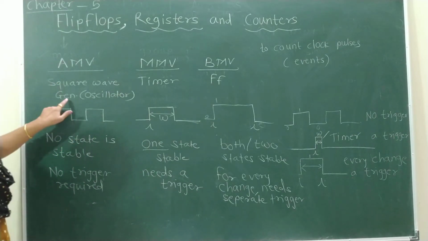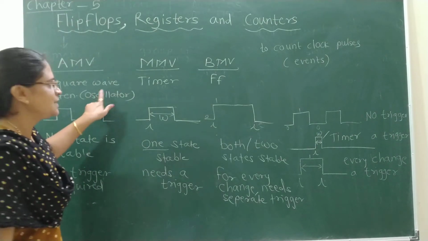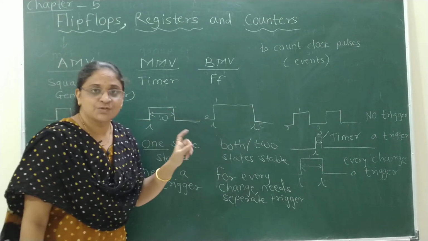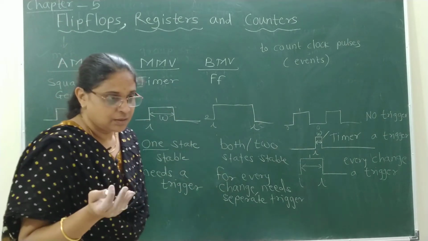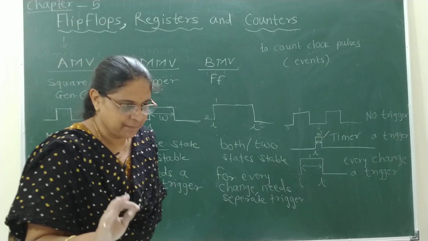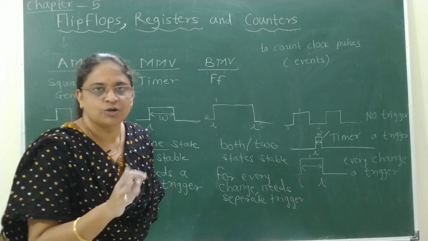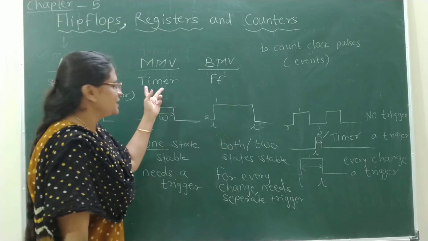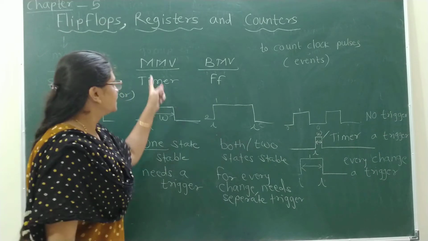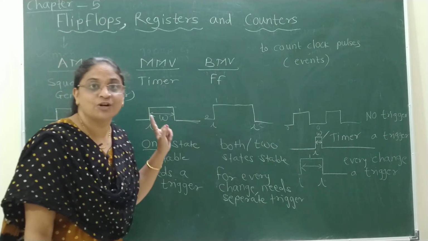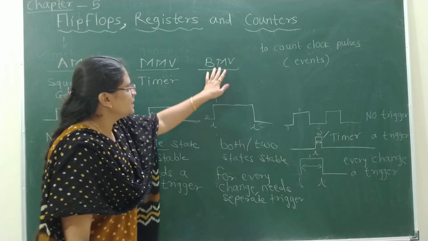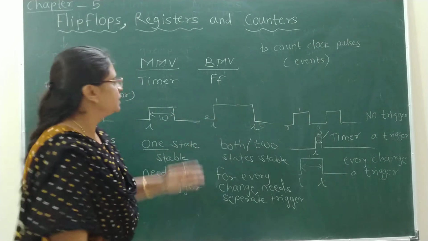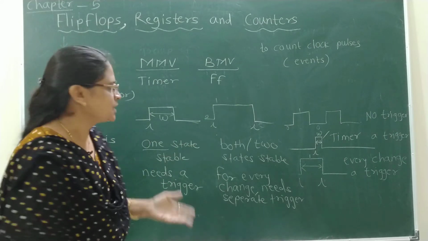So what is an astable multivibrator? Square wave generator, that is an oscillator. Monostable multivibrator, that is the timer circuit, which is useful for time period generation. For example, after 10 minutes, the water pump should get turned off automatically. Yes, here is the time setting. That is the use of a monostable multivibrator for timer operation. Bistable multivibrator, flip-flop, means it can store either bit 0 or bit 1, that is nothing but the flip-flop circuit.